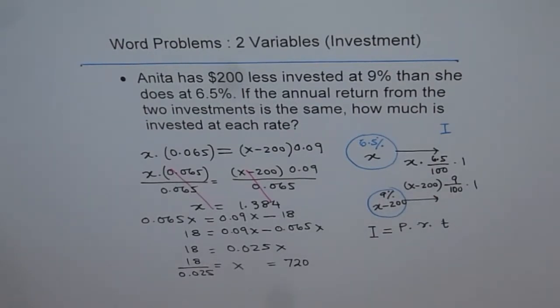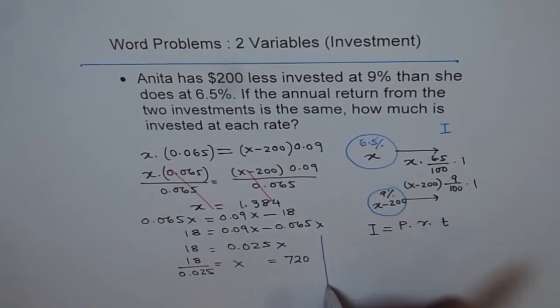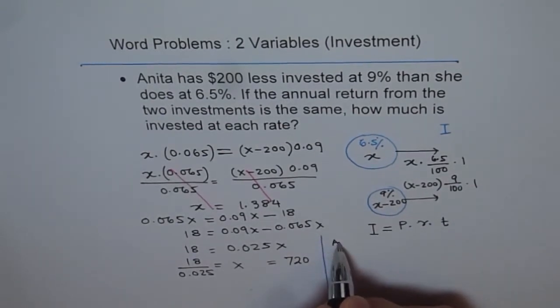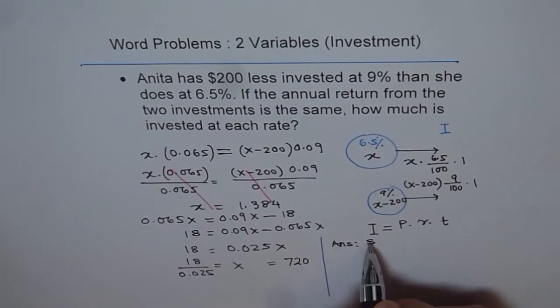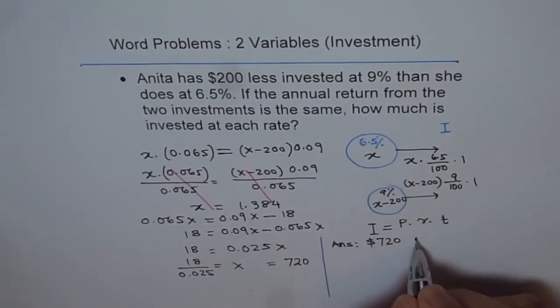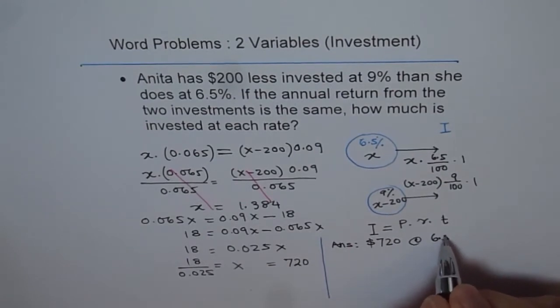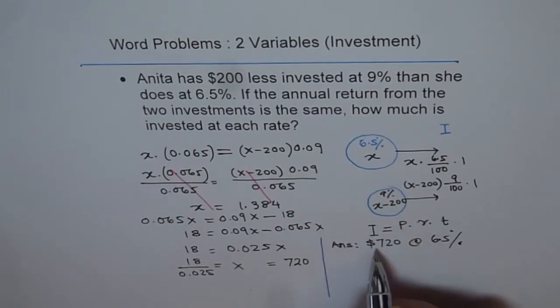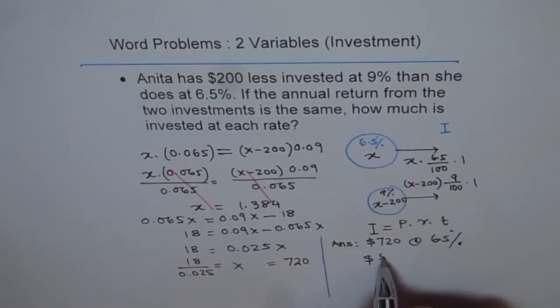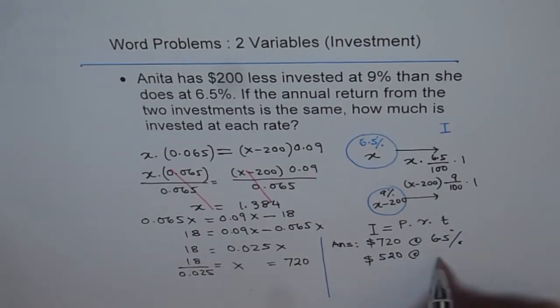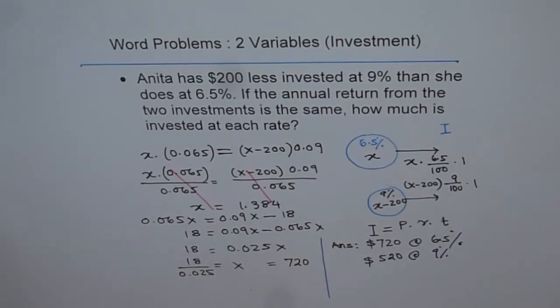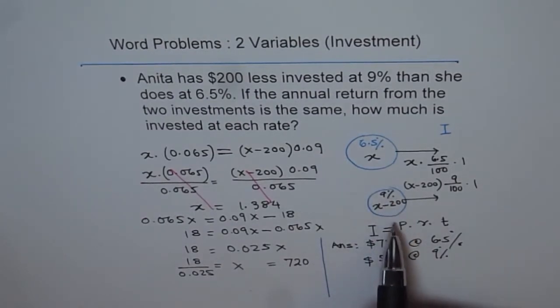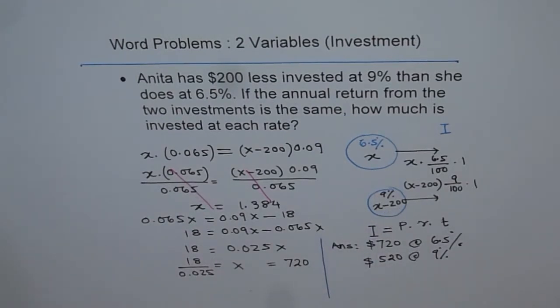So we can write down our answer as $720 at 6.5%, and we have to take away 200 for 9%. If you take away 200, then it becomes $520 at the rate of 9%. Is it okay? That is how we can get our answer, because the investment at 9% is x minus 200. So that's how we can do these kinds of problems.